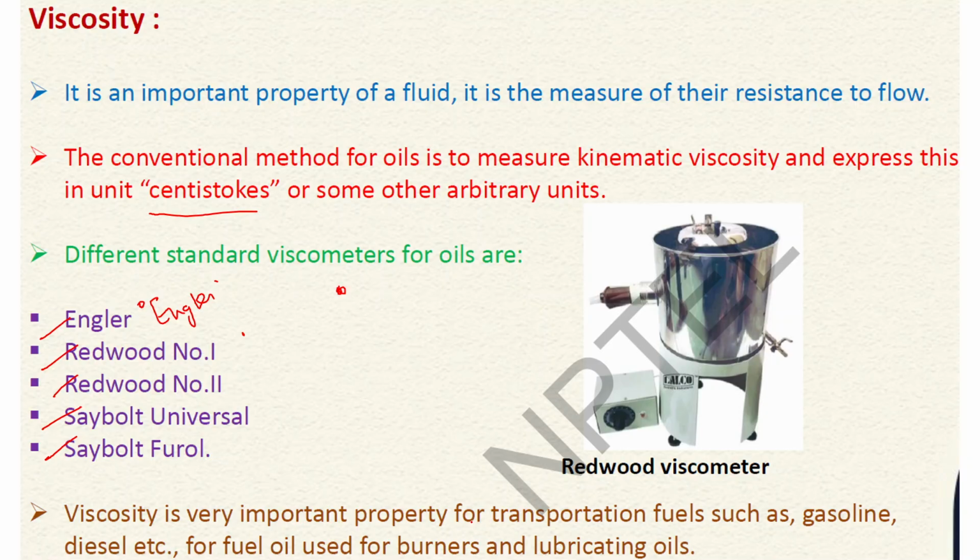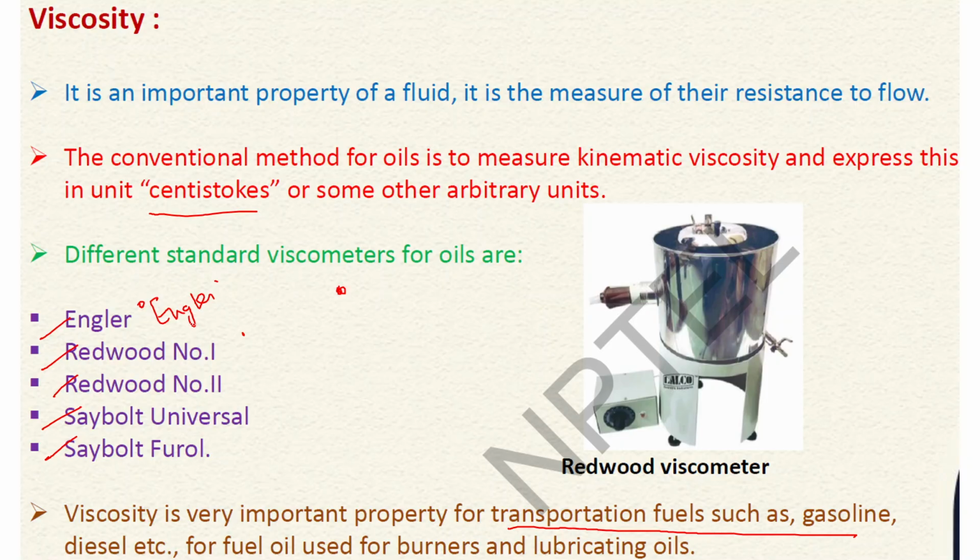So viscosity is a very important property for transportation fuels such as gasoline, diesel oil, for fuel oils used for burners, and for lubricating oil. In transportation fuels such as gasoline, viscosity is very important because a transportation fuel needs to be injected into the engine. So for injection of the fuel into the engine, viscosity is very important. If it is highly viscous, then it cannot be easily injected into the engine. So that becomes a problem.